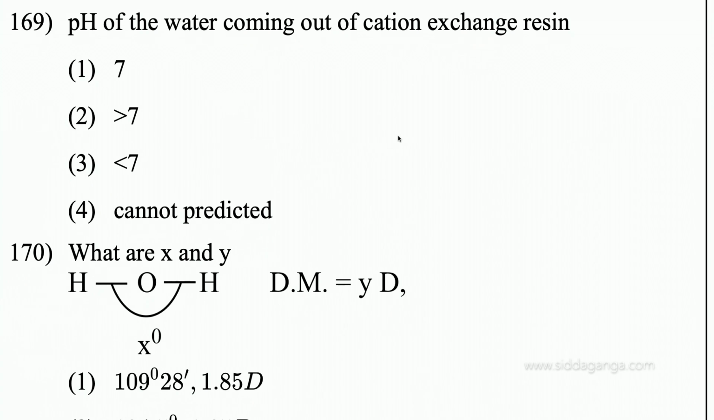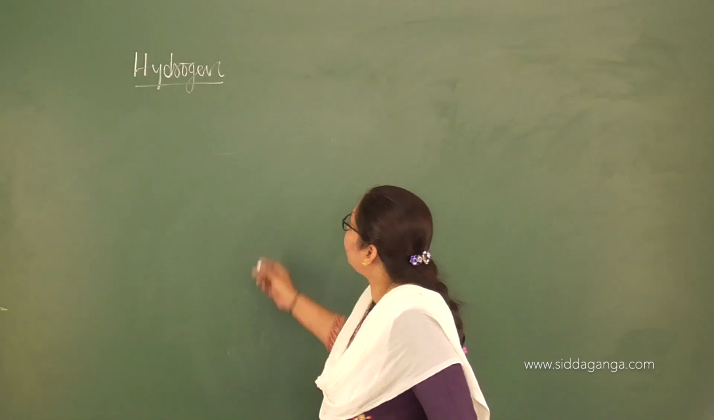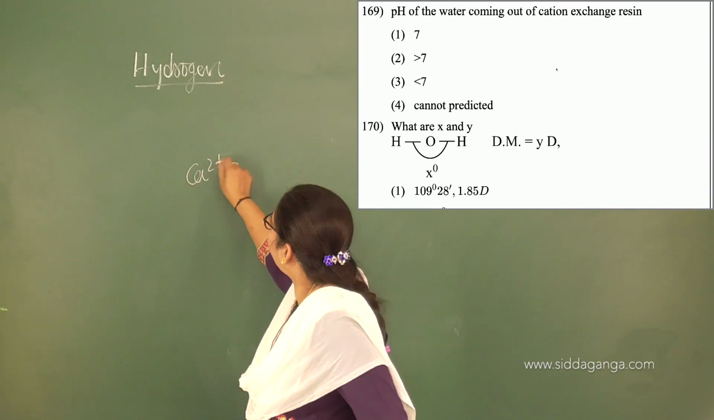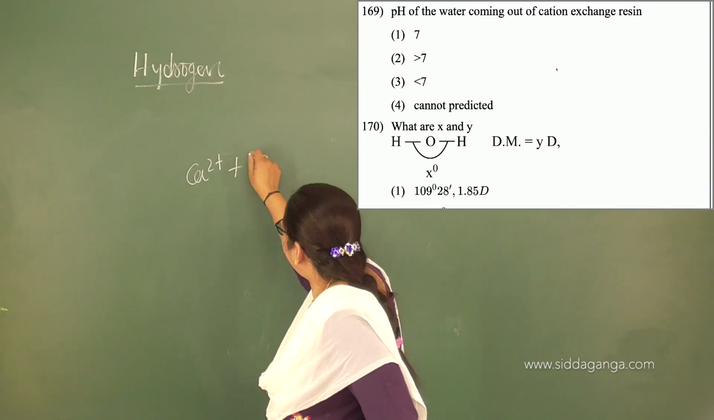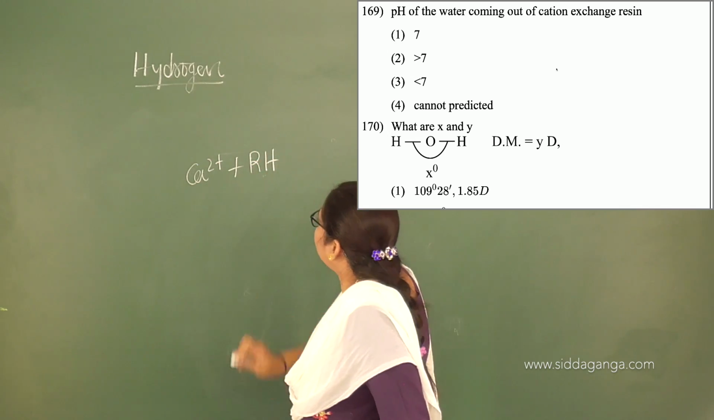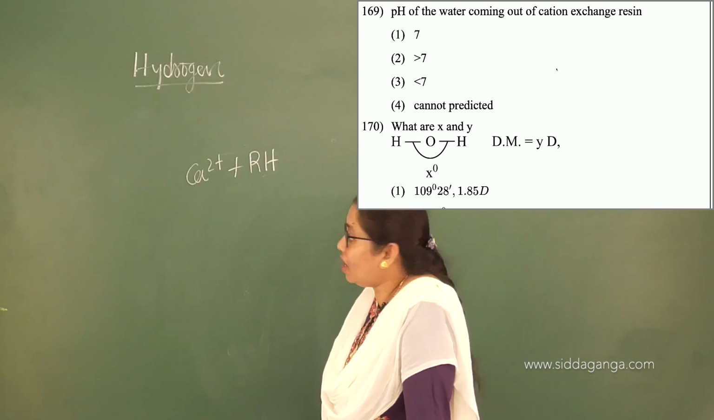Next one. The pH of water coming out of a cation exchange resin is equal to 7, greater than 7, less than 7, or cannot be predicted. Here you have to see that it is a cation exchange resin. Cation exchange resin means which ion will be exchanged here? Say if the hard water contains calcium ions and you are adding it to the resin. If it is a cationic exchange resin, we represent this as RH.